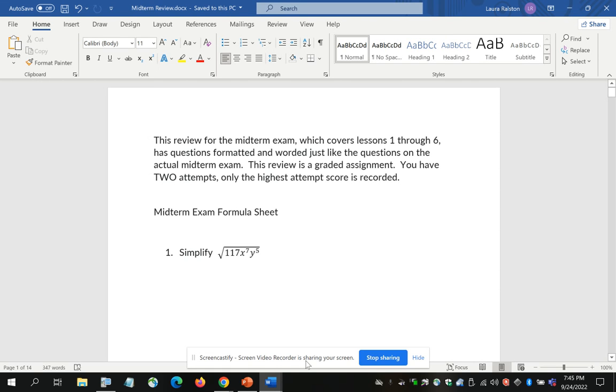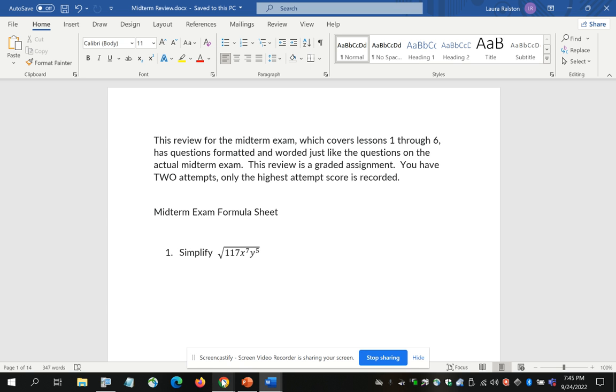This is the answer key for the practice midterm exam, which covers lessons 1 through 6 in Math 1111. The questions on the practice midterm exam are formatted and worded just like the questions that you will see on the actual midterm. The practice midterm exam is a graded assignment. It is not optional. You do have 2 attempts and only the highest attempt score is recorded.